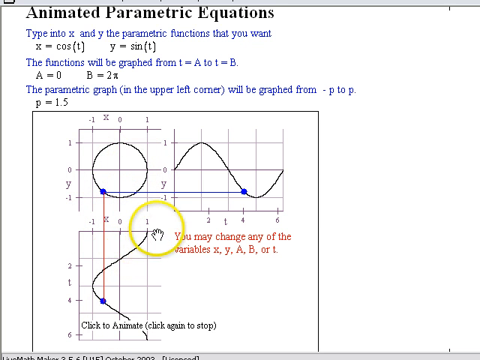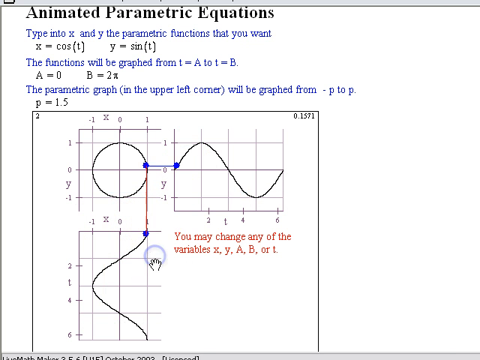As t goes on, x goes from 1 down to -1 back to 1 and then repeats itself. At the same time, the y-coordinate is a sine curve starting at 0, going up to 1, coming down to -1, back to 0. So as the x is moving back and forth, the y is going up and down, and the net result is a circle.